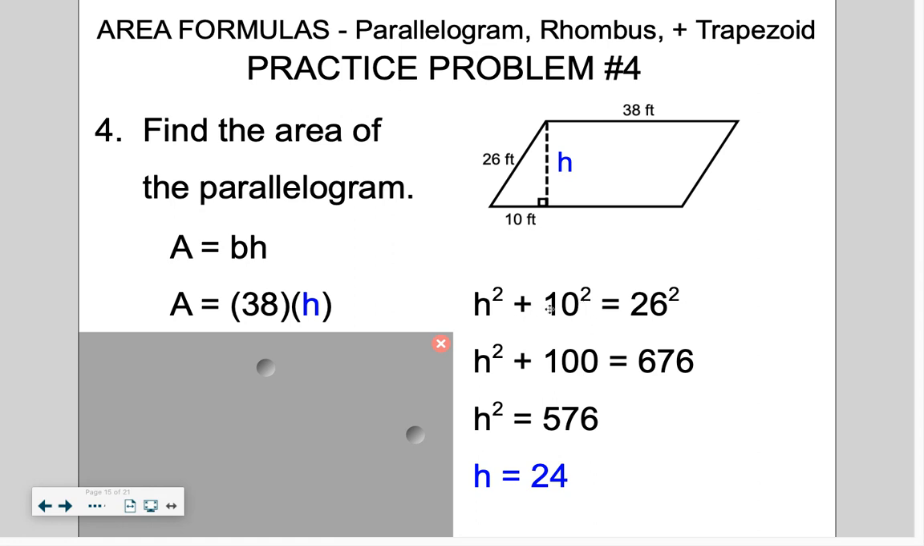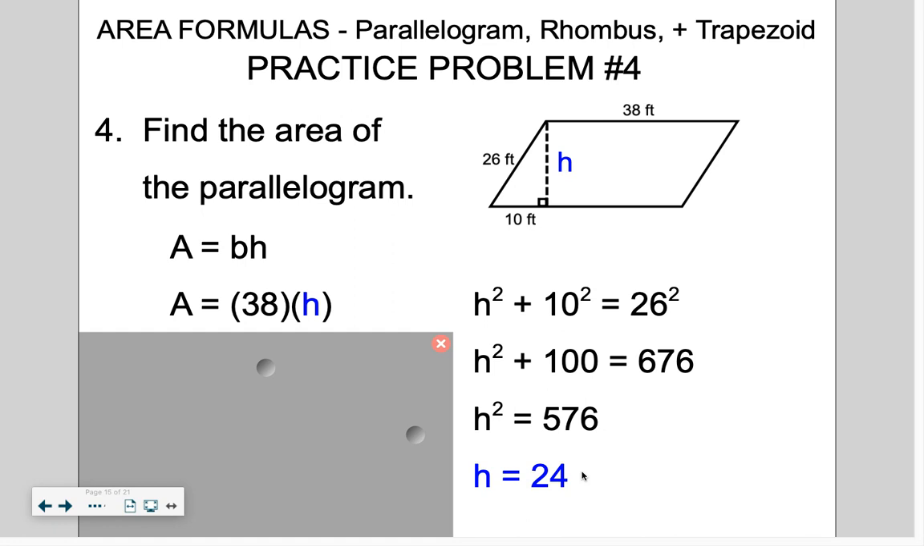So H and 10 were the legs, 26 was the hypotenuse, so that would have been your step to trying to find height. Again, remember, squared means times itself, not doubling. So 10 squared is 100, 26 squared is 676. You then subtract 100 from both sides, leaving you with 576. And the square root of 576, consult a calculator and or your brain if you have that memorized, which I certainly do not. The square root of 576 was indeed a nice, neat 24.